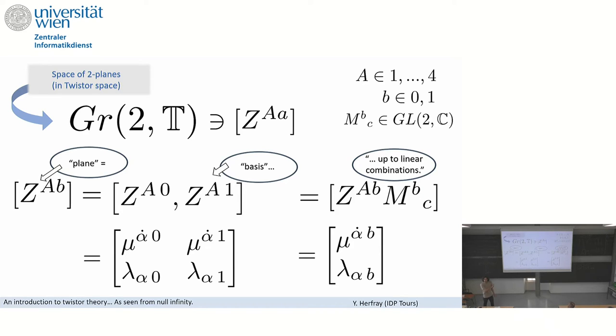Yes, this little a is going to be 0, 1. They are just labeling bases, and they are my GL2C elements. Yes. So big A, not everybody agrees on convention. Big A is the twistor index for me. Alpha, alpha dot are the spinors, and this little a, b are the GL2C indices of the Grassmannian. Any other question on these Grassmannians?